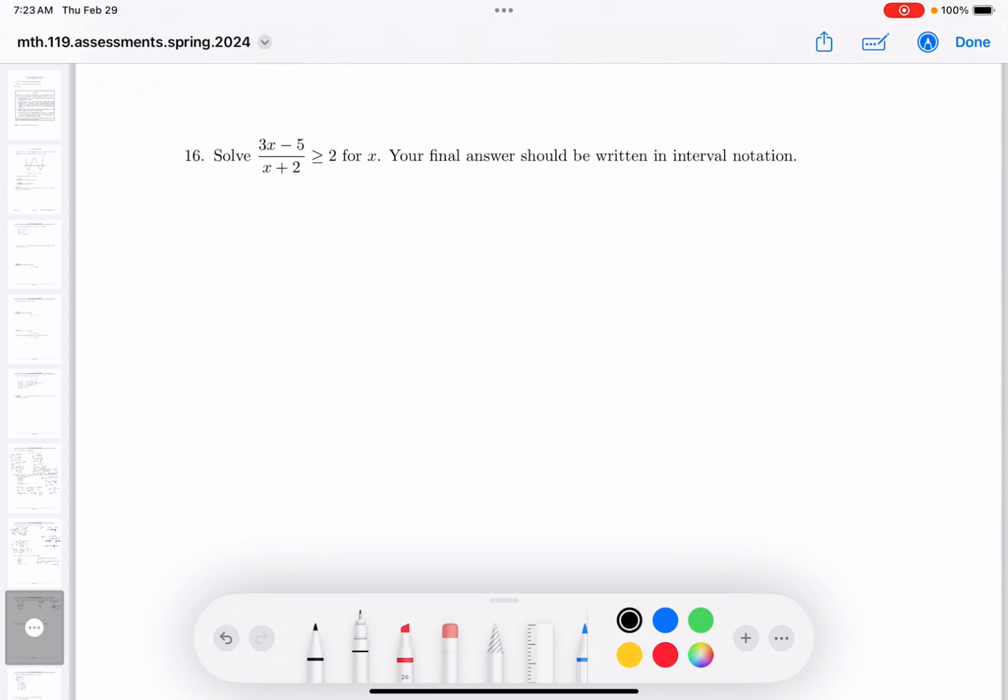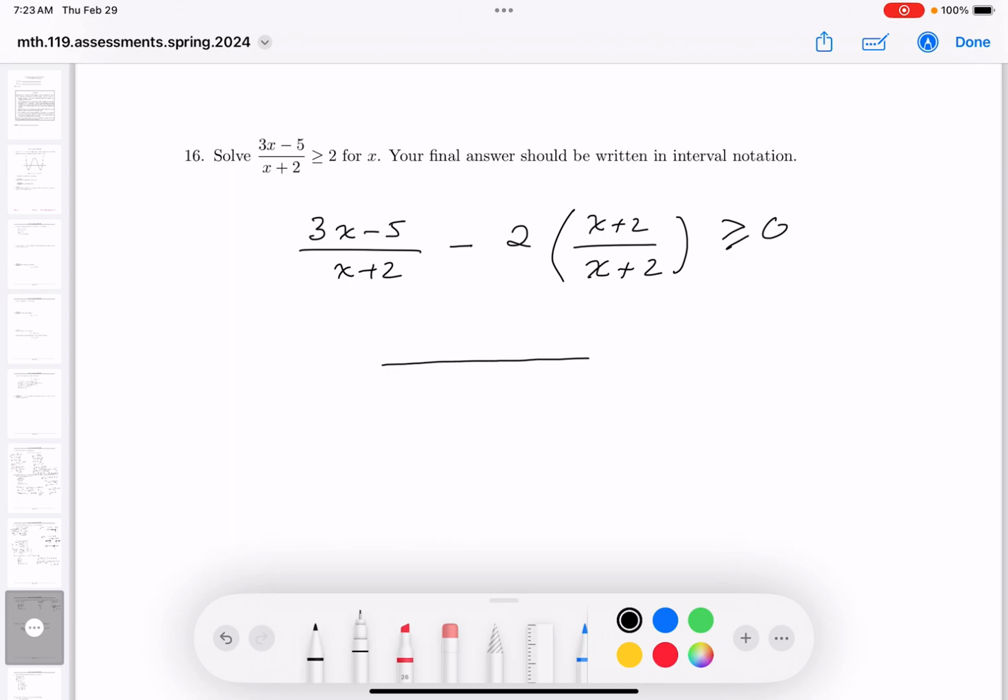The next one says solve that inequality. This is a rational inequality, so I'll write it down for you. 3x minus 5 over x plus 2, minus 2. But I need to build this because I need the same denominator. So x plus 2 over x plus 2, greater than or equal to 0. Common denominator, x plus 2. What do you get in the numerator? You get 3x minus 2x, which is x, minus 5 minus 4, which is minus 9.